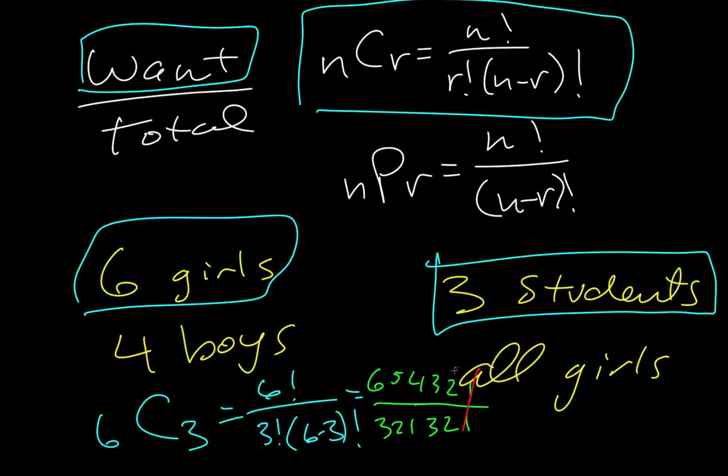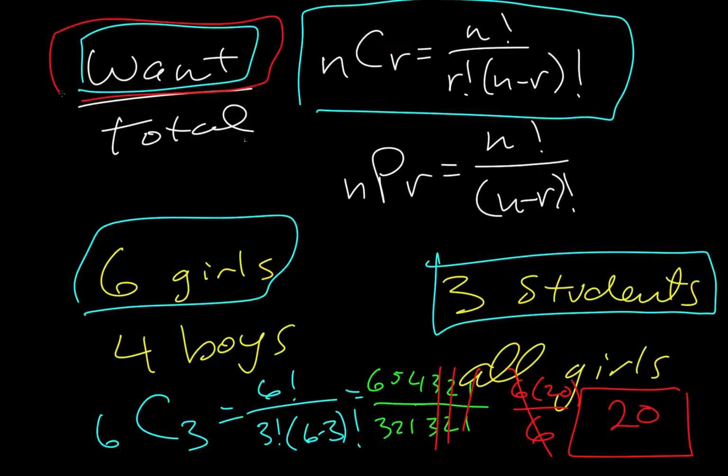Alright, so the 1, the 2, the 3 cancel. The bottom is 3 times 2 times 1, which is 6. The top is going to be 6 times 20, since 5 times 4 is 20. Those 6's would cancel. So there's 20 all-girl committees that we could create. So that is going to be our want, the top of our fraction.